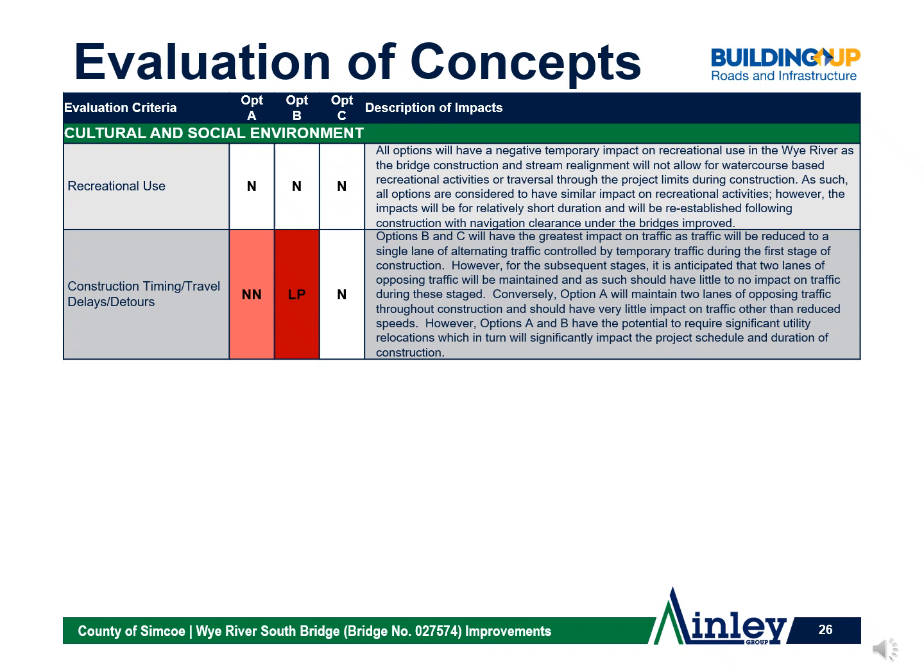Lastly, construction timing along with travel delays and detours were considered. Option A was evaluated more favorably as the temporary bypass road will limit delays and detours during construction. Conversely, Options B and C were evaluated slightly less favorably as they will require half of the existing bridge to be used to convey one lane of traffic during the first stage of construction. This will require the use of temporary traffic signals and will introduce a delay to traffic during this stage.